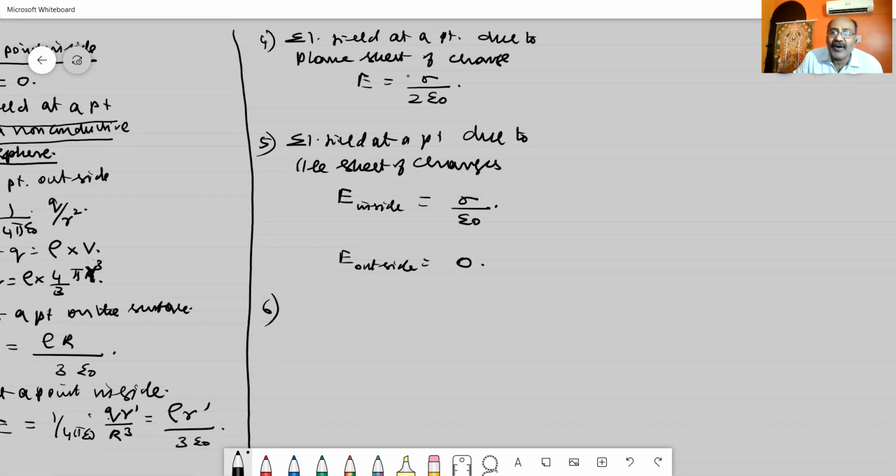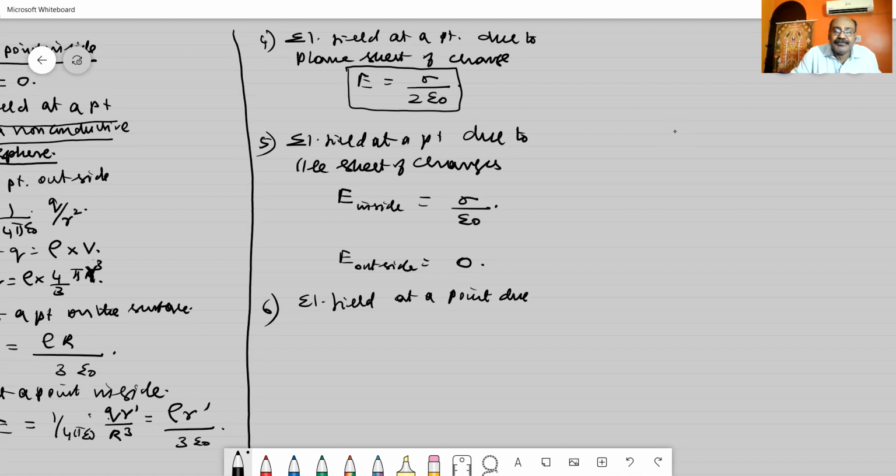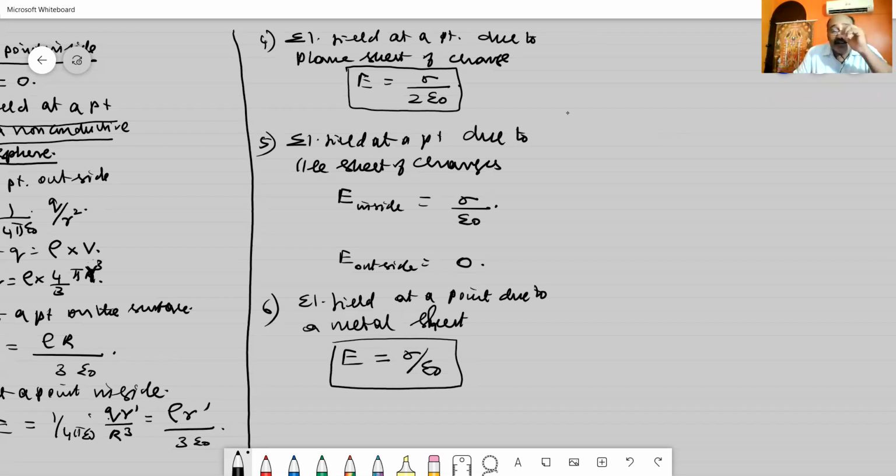Then what's the final one? The final one is electrical field intensity at a point due to a metal sheet. If it is due to a metal sheet, then the electrical field intensity is given by sigma by epsilon 0. So these are the applications summarized with formulas, which will be very useful for doing problems both in theory as well as in your entrance examinations.